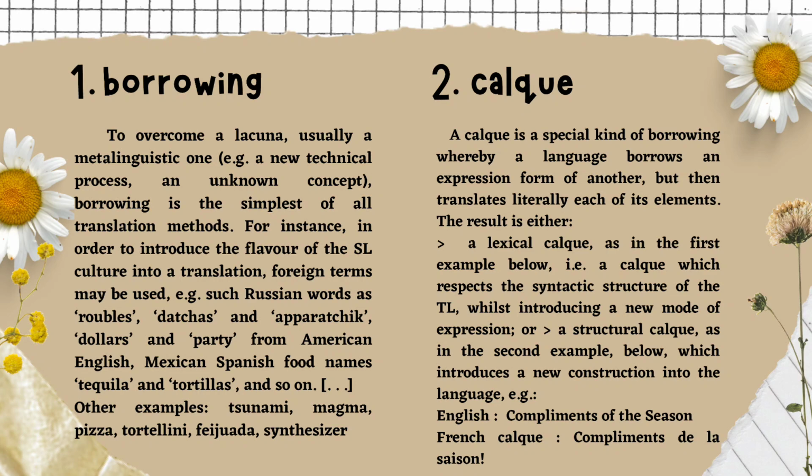For instance, in order to introduce the flavor of the SL culture into a translation, foreign terms may be used, such as Russian words like rubles, and apparatchik, dollar and party from American English, and Mexican Spanish food names such as tequila and tortillas, and so on. Other examples are tsunami, magma, pizza, tortellini, feijoada, and synthesizer.